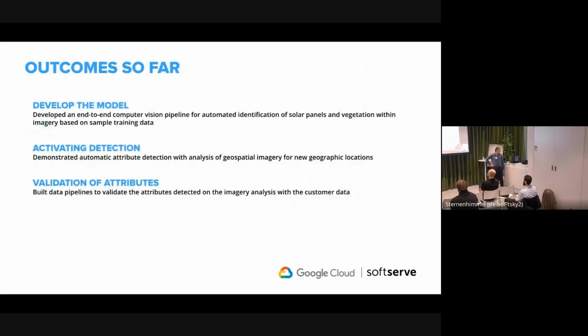And these are our outcomes so far. We have developed this model for computer vision. Also, we were able to demonstrate that we have an automatic way to detect attributes of different buildings and their surroundings. And finally, we built a validation process where we can show the results and the accuracy of the AI model.